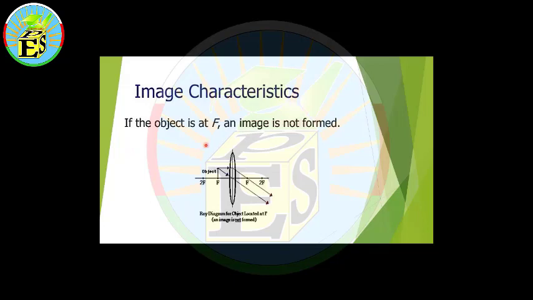If the object is at f, an image is not formed. Why? Because the refracted rays will be parallel. We have an image only if the refracted rays cross at a certain point, but they pass parallel, so they will not cross, and the image will not form.